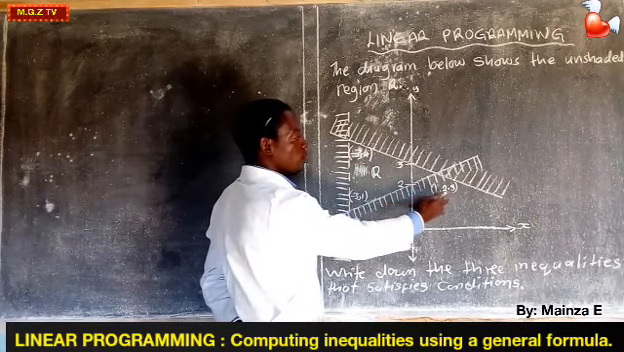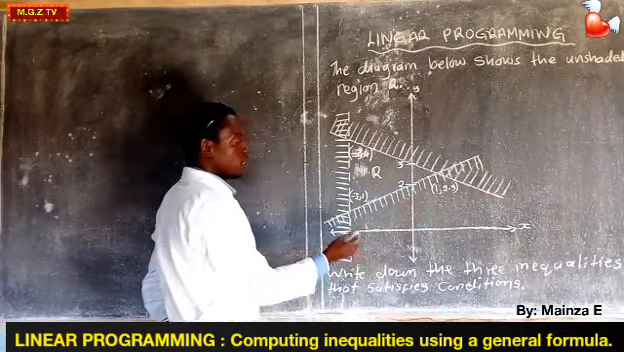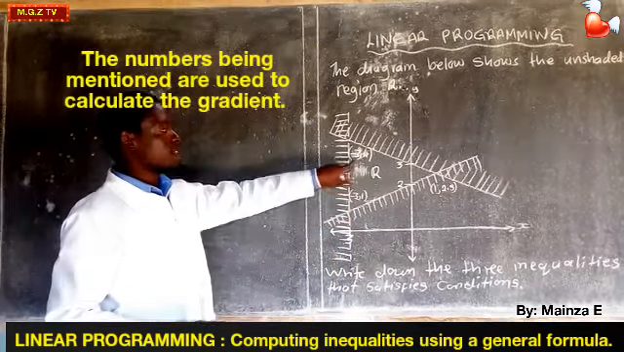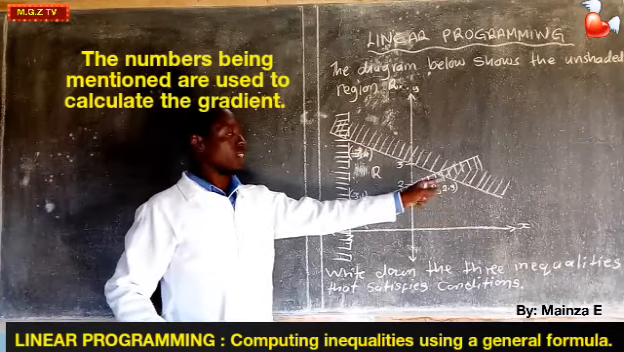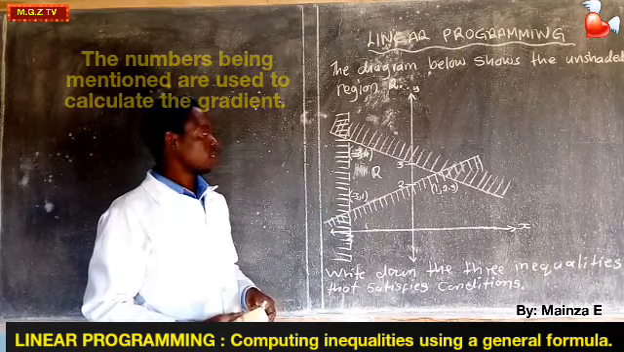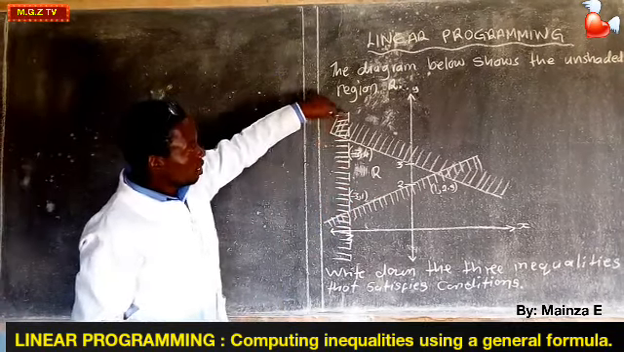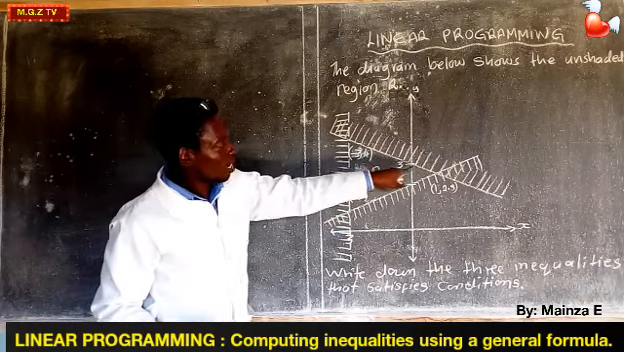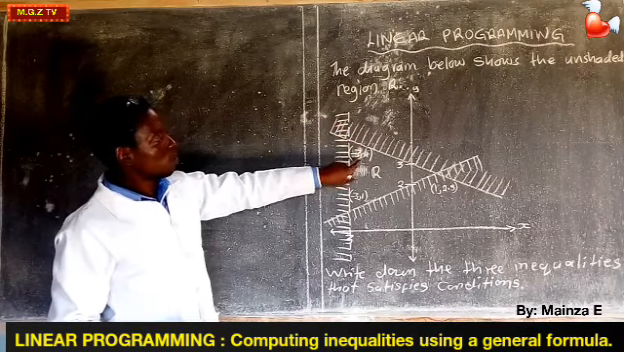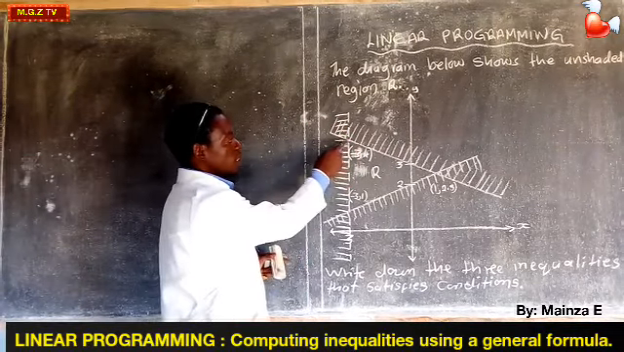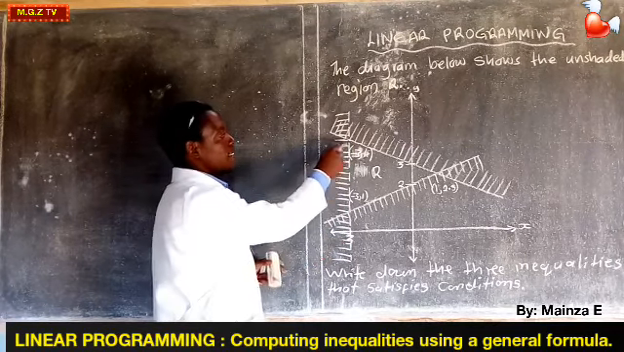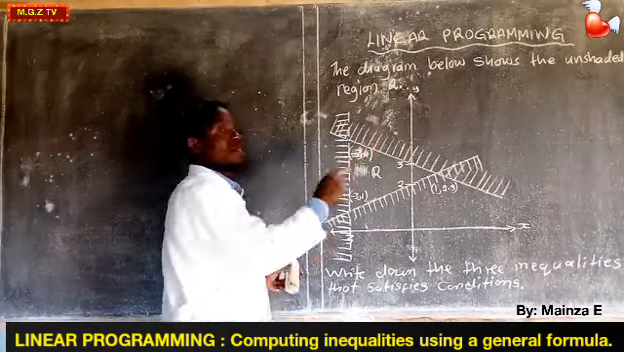We have 1, 2.5, for instance. Then -3, 1. What are these numbers for? These numbers are the coordinates that we can use to find the gradient. So where this line and this line intersect at this point, you will find this number. It means that at the intersection here, the x-axis is -3 and the y-axis is 4.